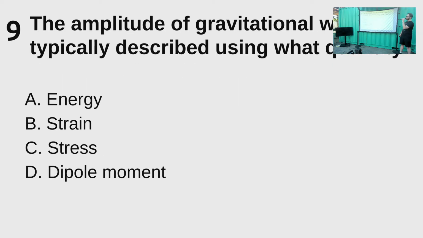Question 9. The amplitude of gravitational waves is typically described using which quantity? Is it A, energy, B, strain, C, stress, or D, the dipole moment? This is, in fact, the quantity that LIGO measures.